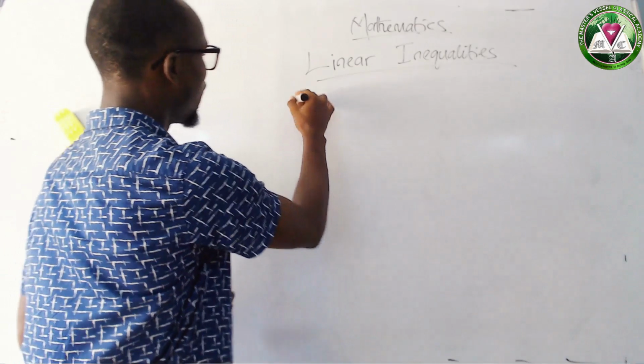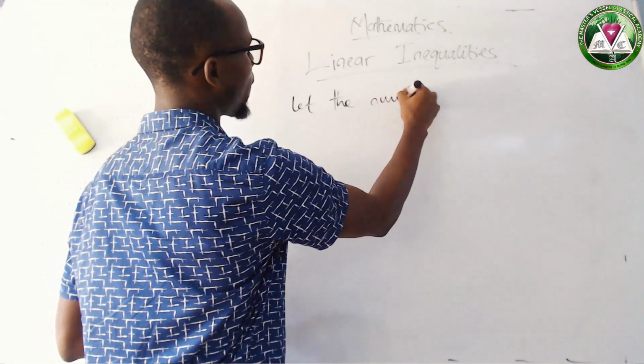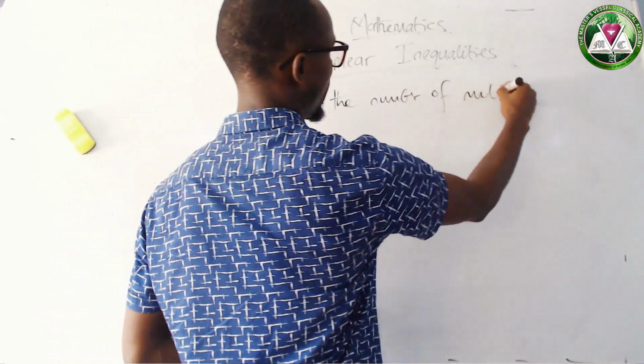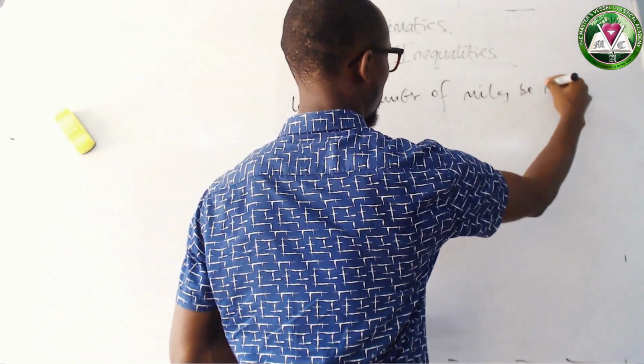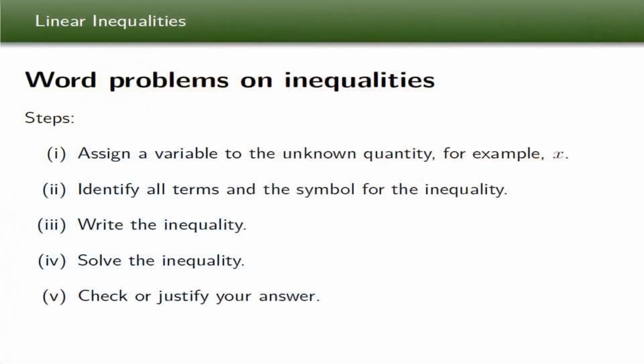So we say, let the number of miles be m. Now we've assigned a variable to our inequality. Now, step 2 says that we should identify all terms and the symbol for the inequality. Now, we need to identify all the terms involved.